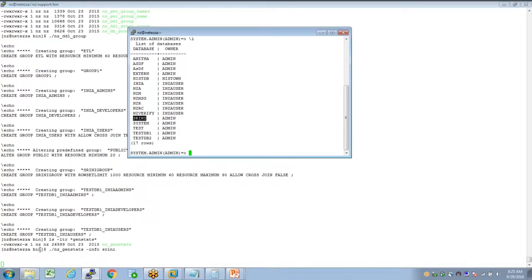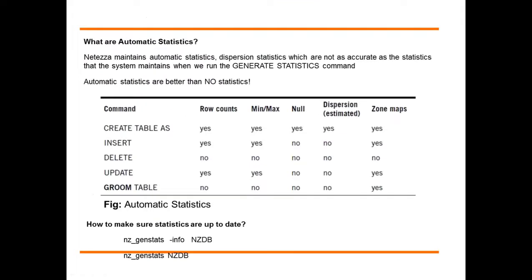Yeah, it's taking a long time, but what it shows is it goes to each and every table within this database and shows you in the last column whether the stats are up to date. If you think stats are not up to date, you can simply run ng_gen_stats followed by the database name. It will go to each and every table where stats are not there and collect the statistics.